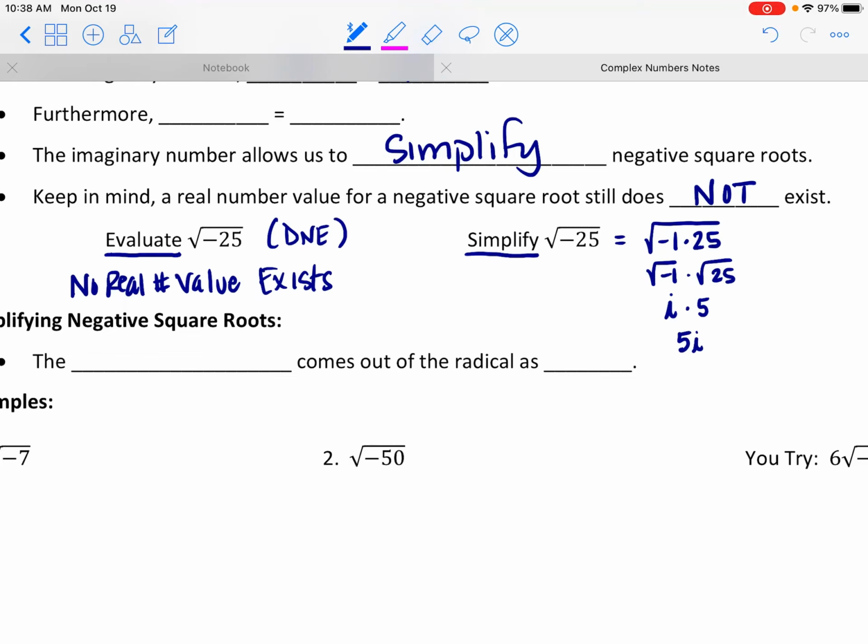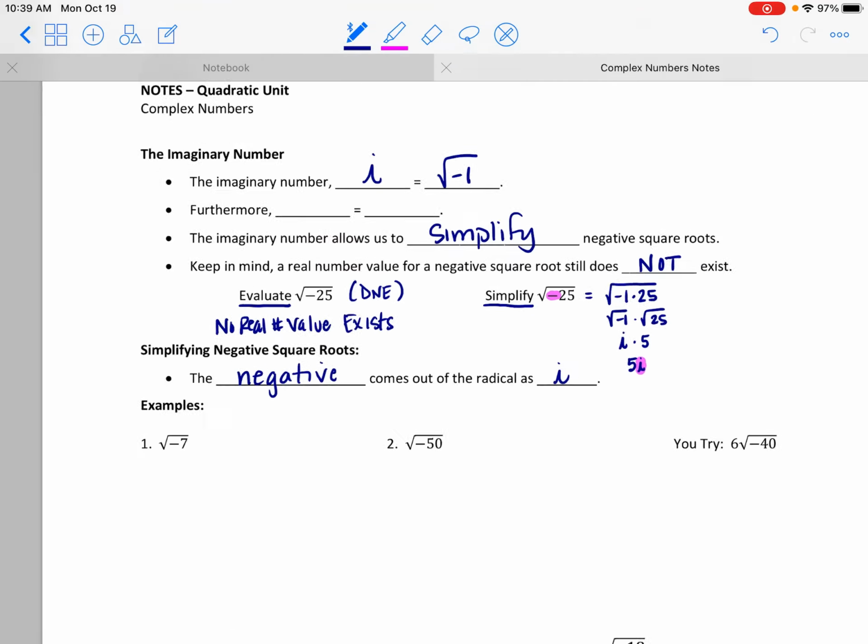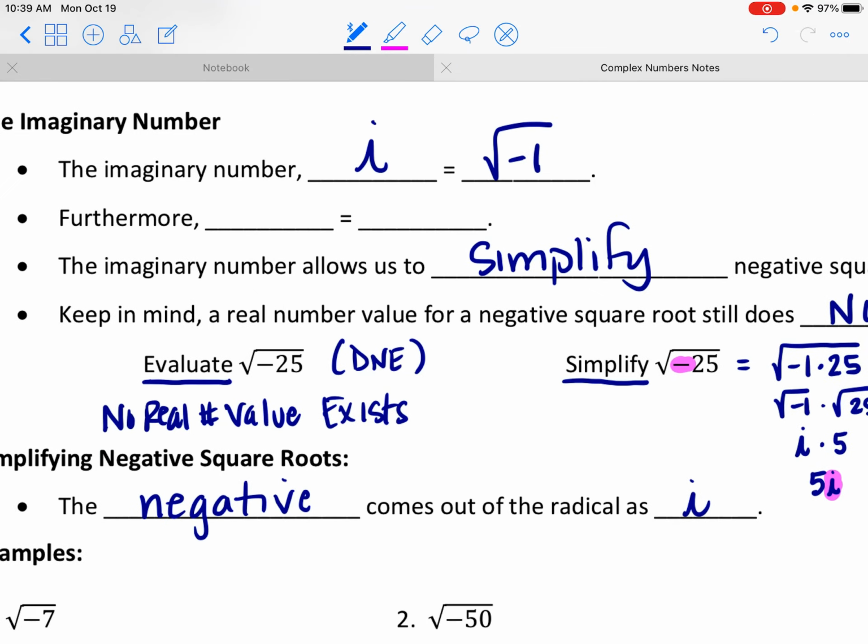So in essence, every time we have a negative under a square root, that negative is going to translate into an imaginary. Otherwise we would break down or simplify our square roots the same way we did before. So what this allows us to do is take the negative out of the square root as the imaginary number i.